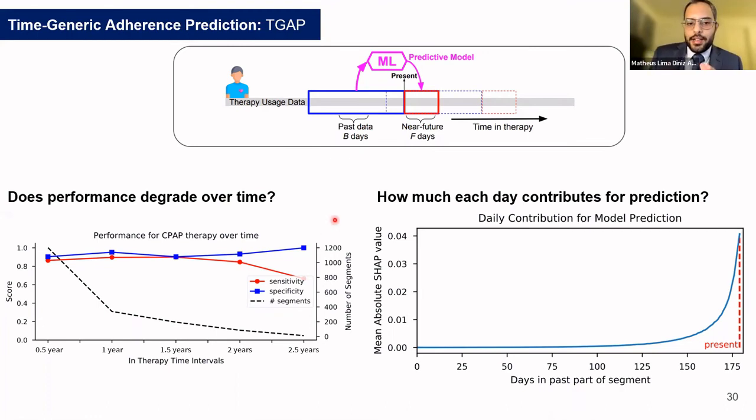The second question is how much each day contributes to the prediction in the model. So in the days that I give here in the past part, how much does each day contribute to the model? And we can see that as we get closer to the present, the importance of the days grows exponentially. The days that are close to the present are the ones that are more important for the model.